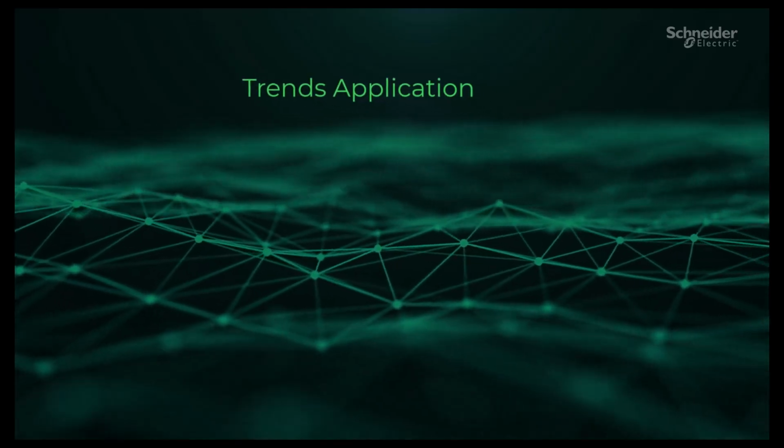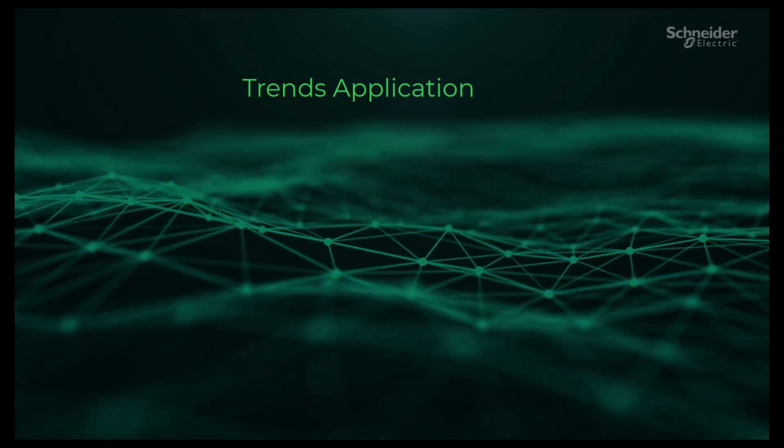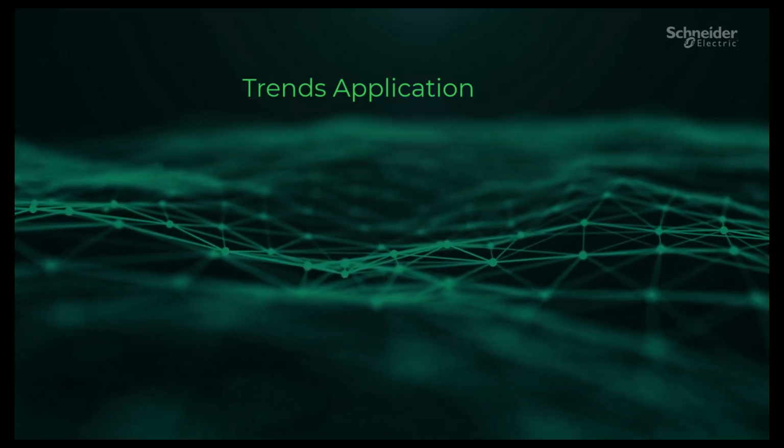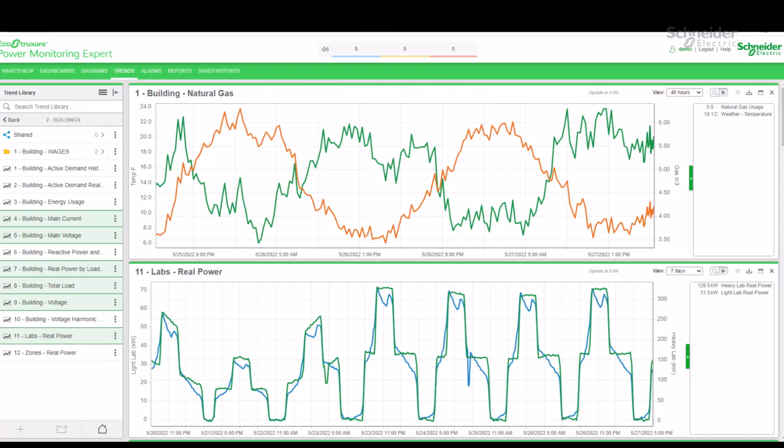In this video, we will look at the Trends application in the PME web client and how we can use it to monitor our system. If we go to the Trends menu in the PME demo website, we see a number of trends in the library on the left. Some of the trends are already selected, as indicated by the green highlight, and are displayed in the main window.